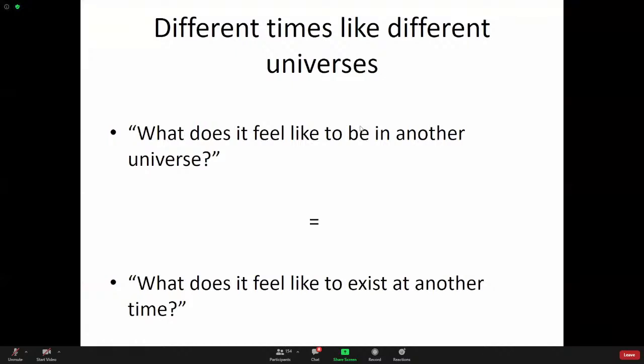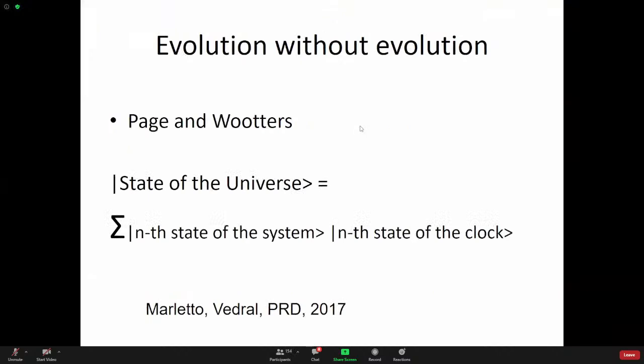And this is the very famous Page-Wootters formalism, where what they imagined is that the quantum universe is divided into two different parts. There is the spatial part, which plays the role of a clock, a very big universal clock, if you like, and there are the quantum fields that exist on top of this space.